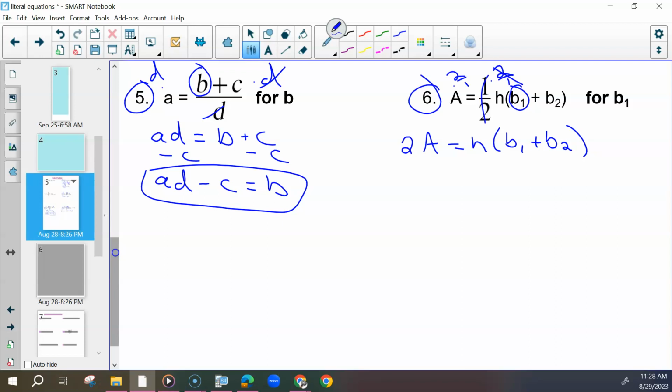And now, again, we see the parentheses we want to distribute, but again, that would not help us. So what we could do instead is divide both sides by H. Then the parentheses would disappear. Okay. Last step, how would we get B1, or B sub 1, by itself? Cameron?